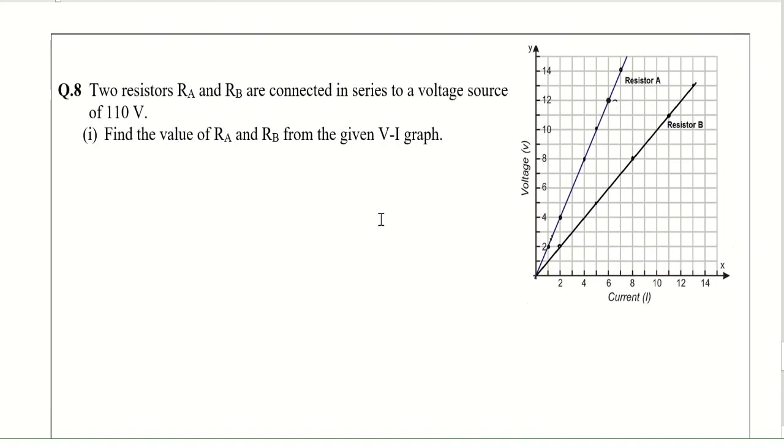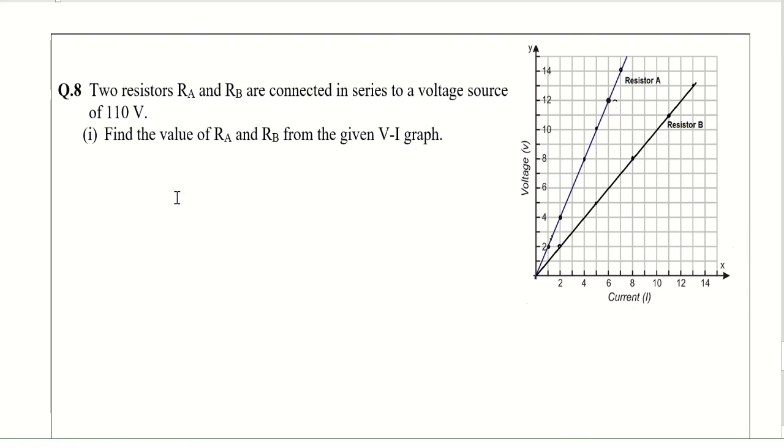Now the question number 8. This question is based upon Ohm's law, but in graphical form. Two resistors RA and RB are connected in series to a voltage source of 110 volt.